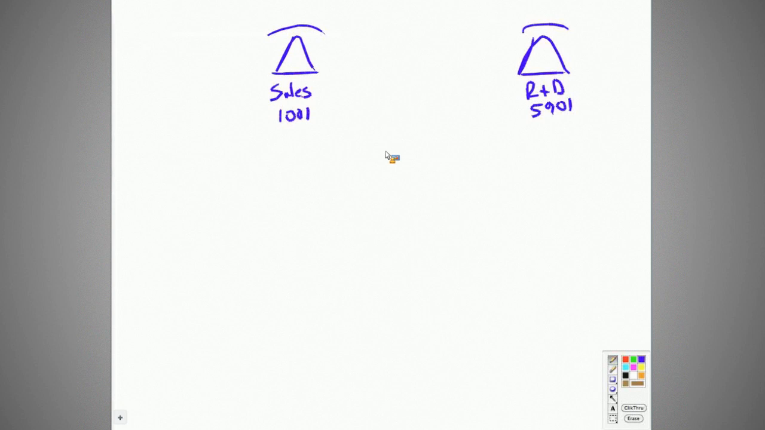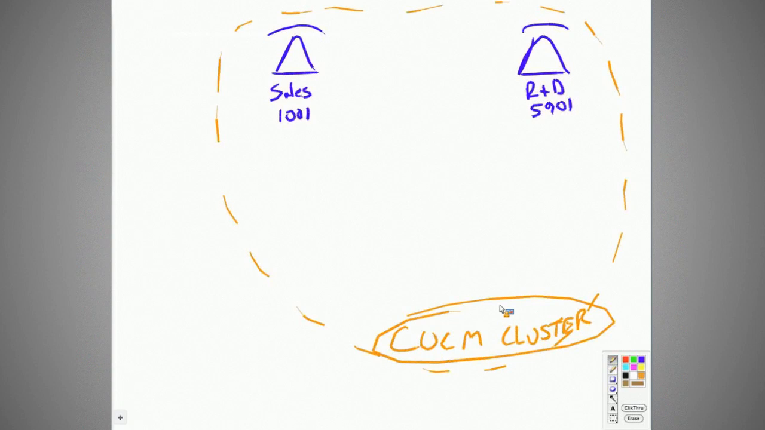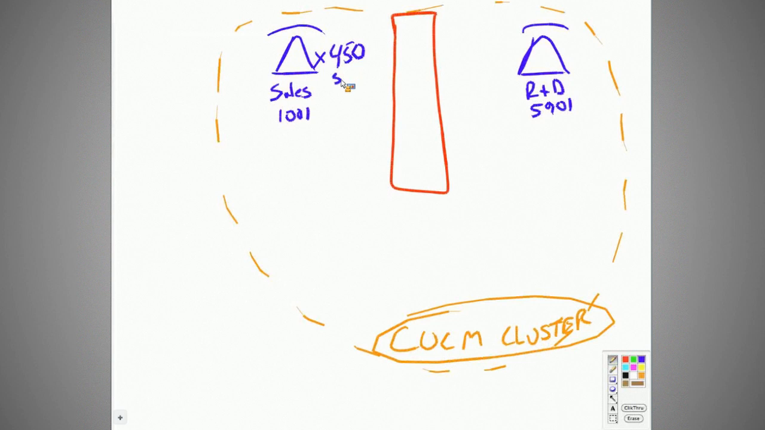And first of all, these are a part of the same CUCM cluster. They're all one CUCM cluster. But there's a firewall in between these phones. Now let's say that this is a large company and this sales phone here actually represents 450 phones on this side.